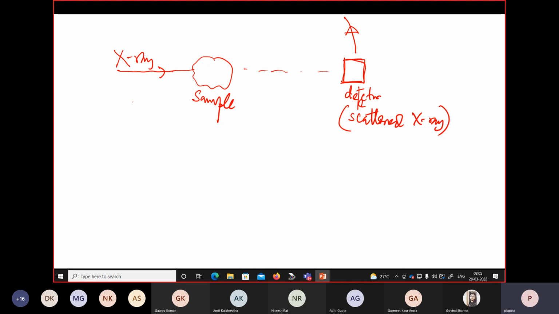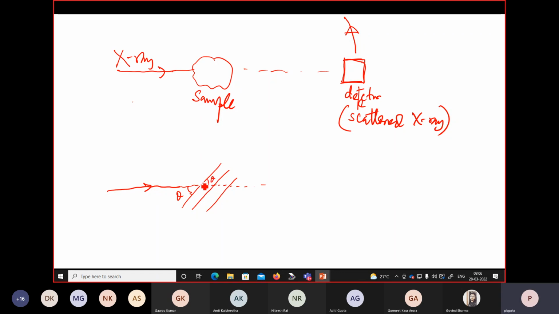Now, if you look carefully, say this X-ray and this sample, maybe this is my plane. These are the crystalline planes of my nanostructure sample. If you look carefully, this is my grazing angle theta, and this will also be theta, right?